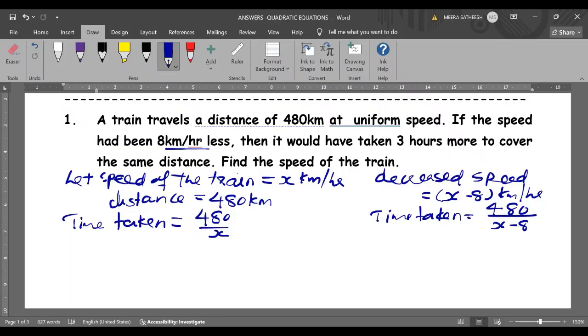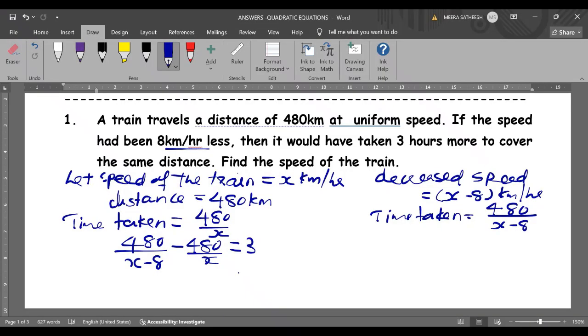So, when the speed is less, it would have taken 3 hours more to cover the distance. So, which is greater here? Time taken is more when speed is less. So, 480 by x minus 8 is greater than 480 by x. That means in normal speed, if it will take 2 hours or 5 hours, then when the speed is reduced it will take 8 hours like that. So 480 by x minus 8, this is more time, no? Minus 480 by x is equal to 3 hours.